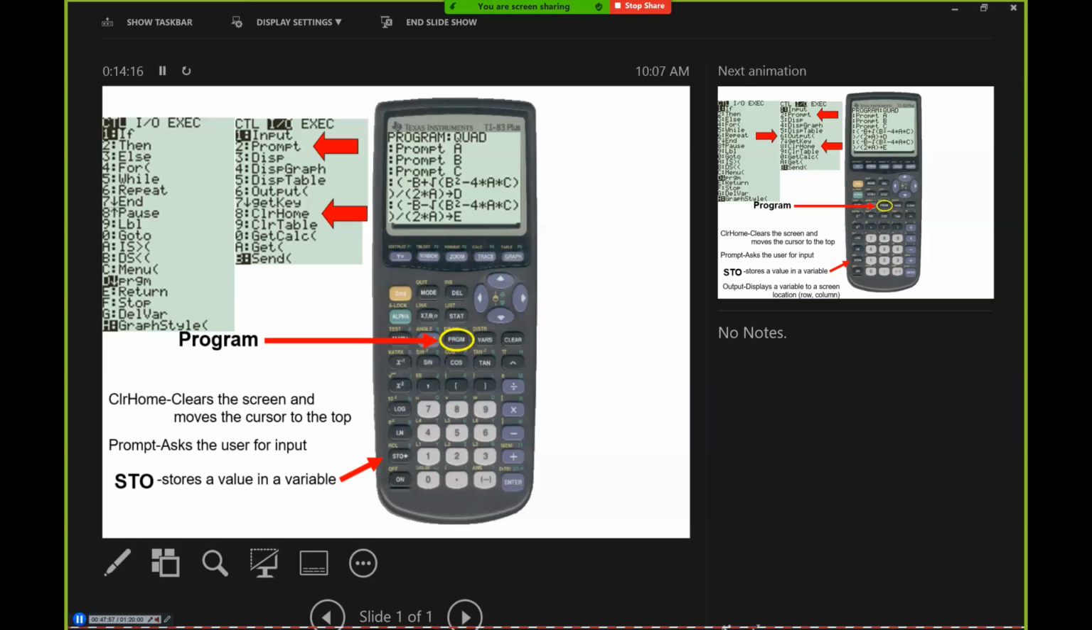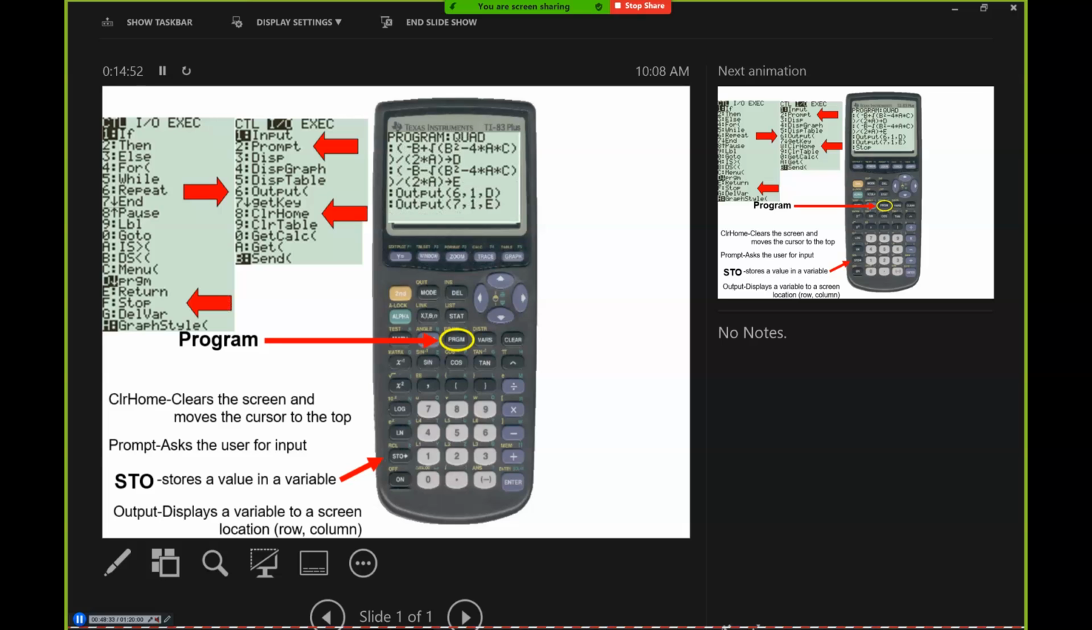All right, next. Make sure you're on a new line. And then we're going to press the program button. Go over to the I/O tab and select the output command. That is command 6 from the I/O menu. And you're going to type in output 6, 1, D. And then output 7, 1, E. The comma is right above the number 7.